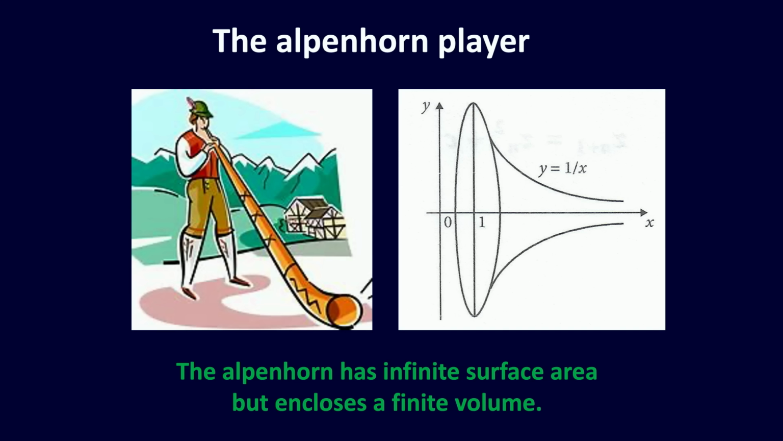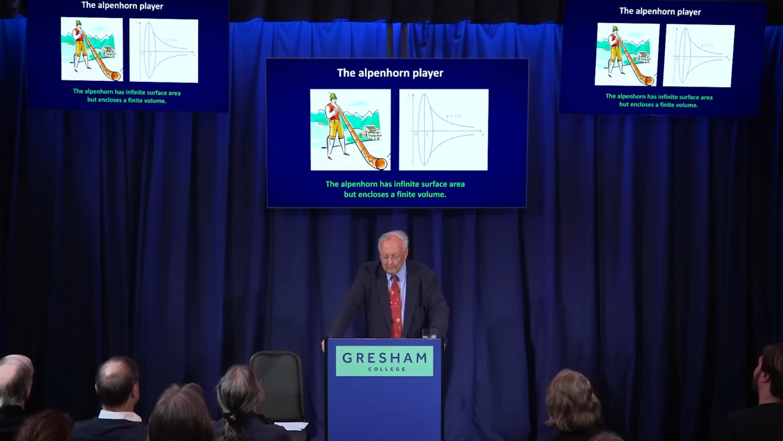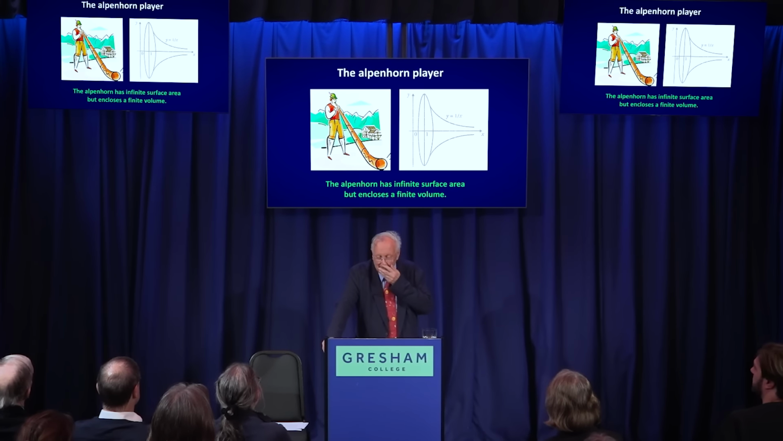He was madly in love with a young lady in his alpine village and decided to serenade her with his finest and longest alpenhorn. In fact, it was infinitely long, being obtained by rotating the hyperbola y equals 1 over x, where x goes from 1 to infinity, around the x-axis. But when he tried to play it, it wouldn't work. It had become rusty and its inside surface needed a fresh coat of paint.